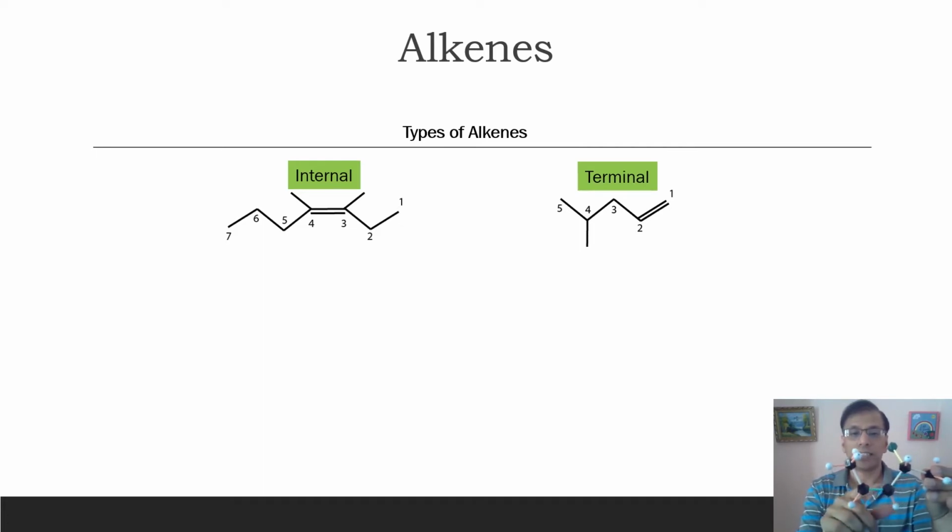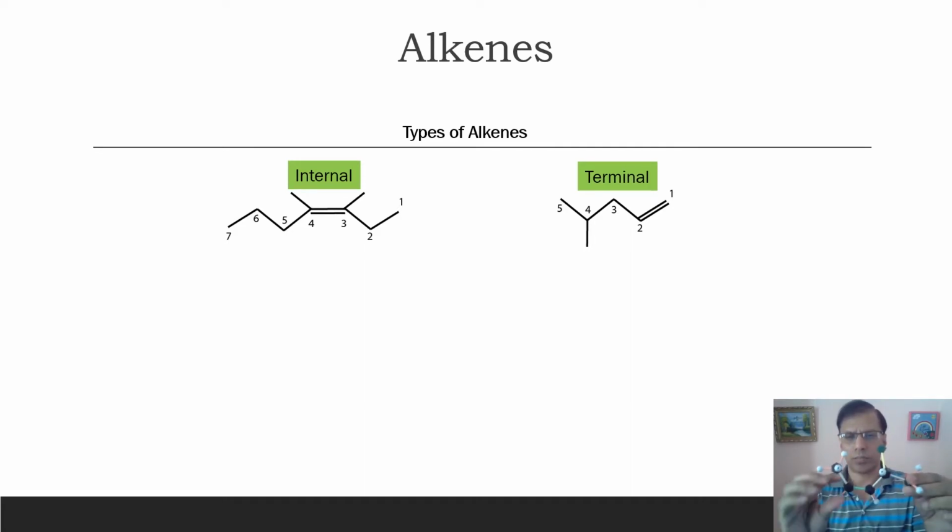In an internal alkene, this is the carbon-carbon double bond. This is the green double bond right here, and this bond is within the parent chain, so it's considered to be an internal alkene. And I'll talk about the geometric isomers of this. In this particular case, these are the two hydrogens. They are on the same side of the double bond, and so this is considered to be cis.